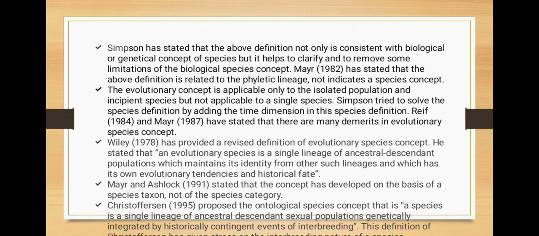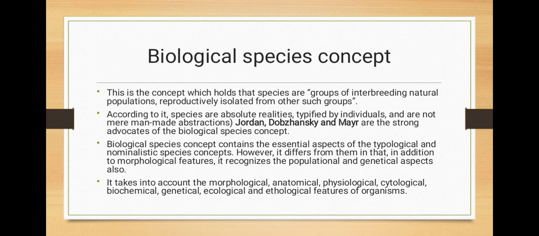So, ontological species concept: a species is a single lineage of ancestral descendant sexual population genetically integrated by historically contingent events of interbreeding. Biological species concept. This is the concept which holds that species are groups of interbreeding natural populations reproductively isolated from other such groups. According to it, species are absolute realities typified by individuals and not mere man-made abstractions. Jordan and Mayr are the strong advocates of biological species concept.